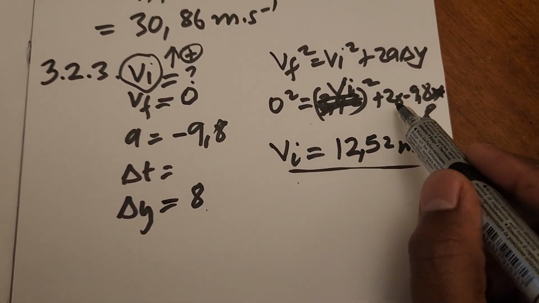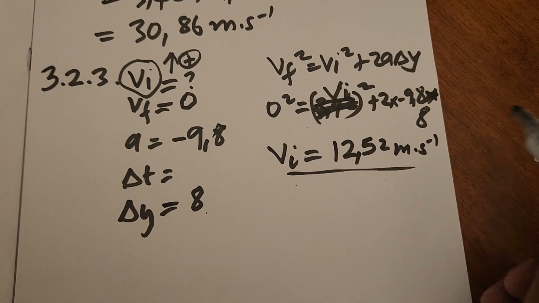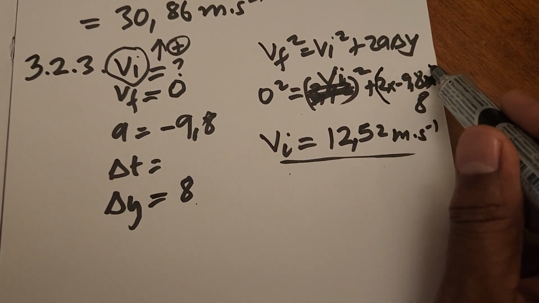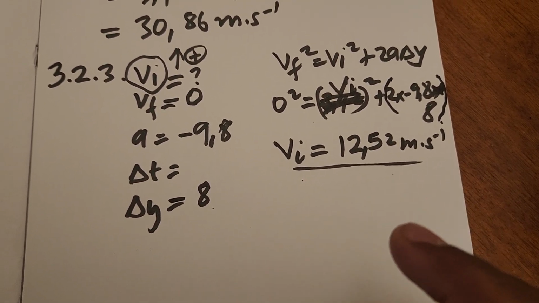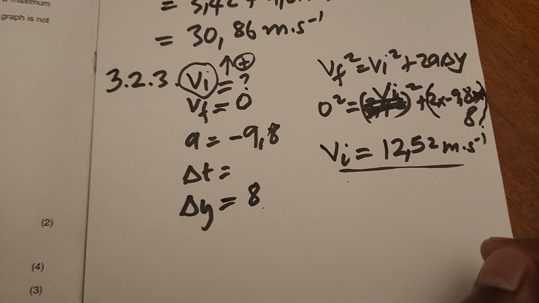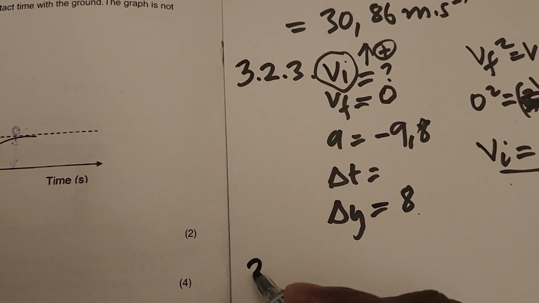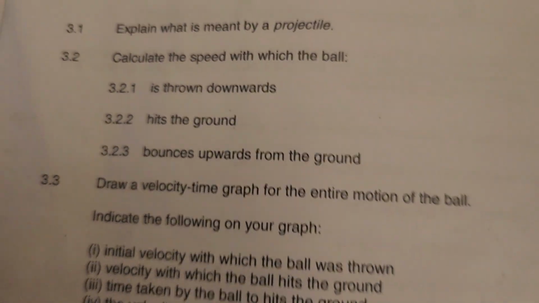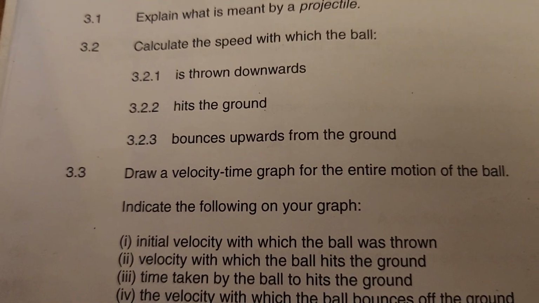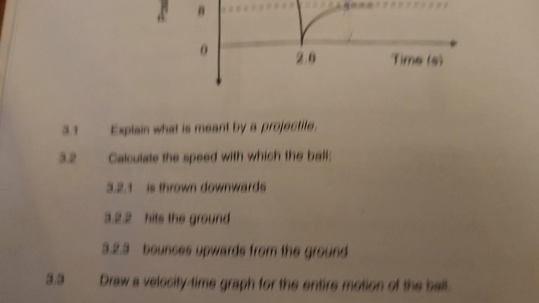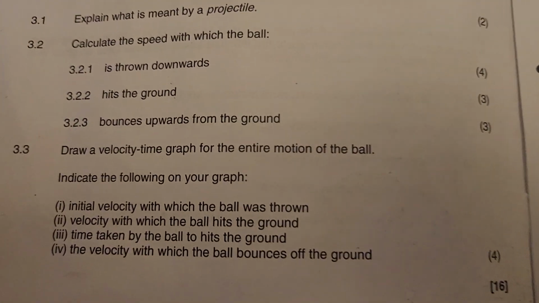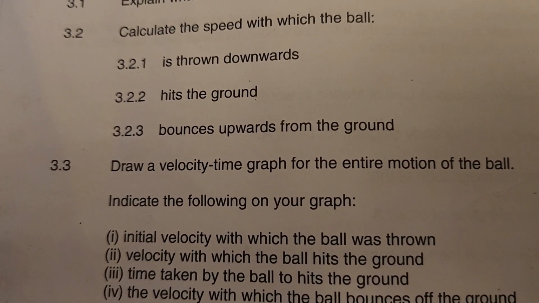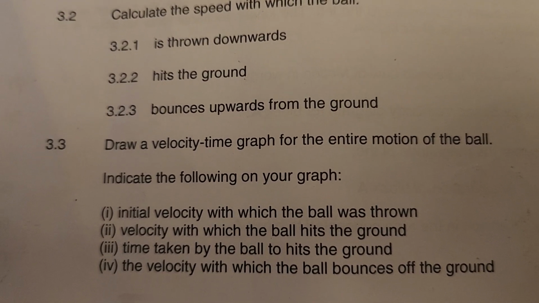Just make sure that you use your calculator: 0 squared equals VI squared plus 2 multiplied by negative 9.8 multiplied by 8. In this case, be careful, negative 9.8. Fine. That is 3.2.3. The last question, which is 3.3, was about the graph. Remember, I always say learners must fail with dignity. You must know that a velocity time graph is a straight line. A position time graph is a curve, and an acceleration time graph is a straight line as well.